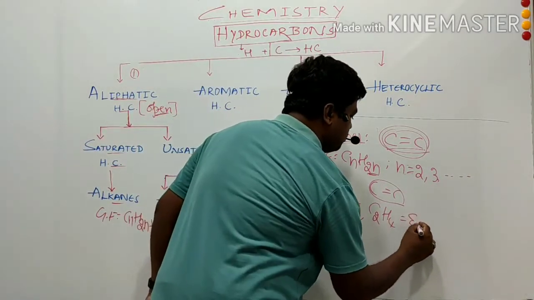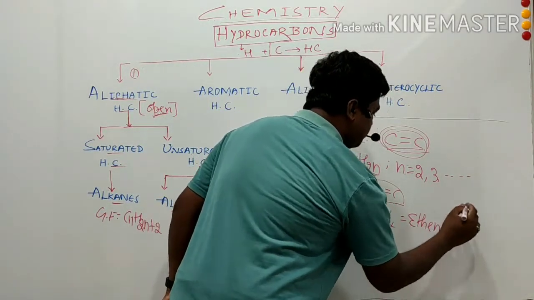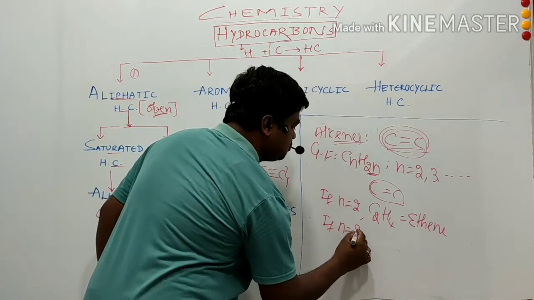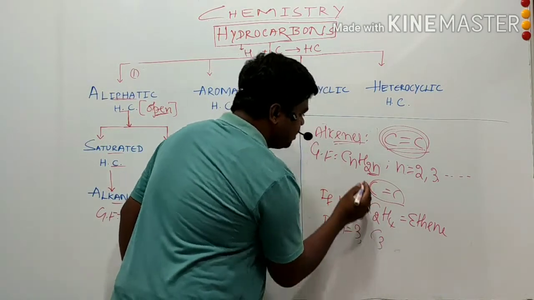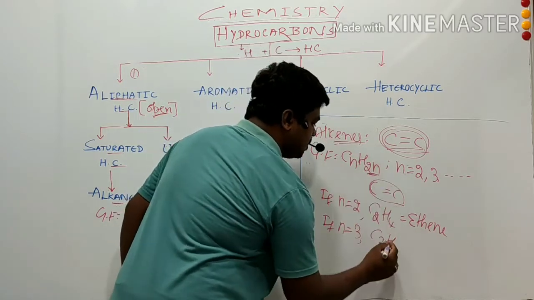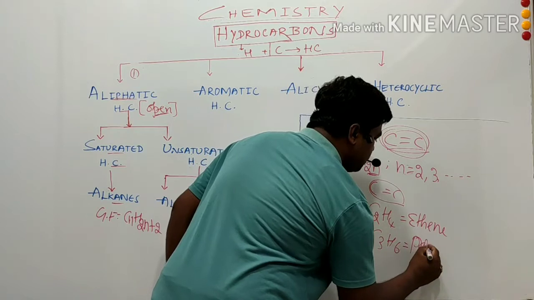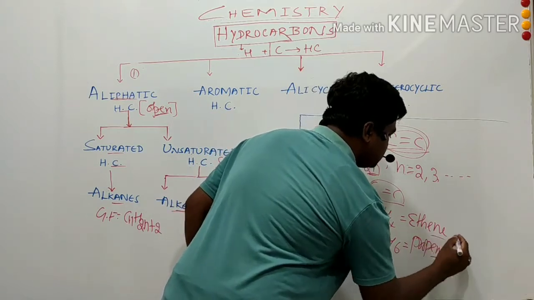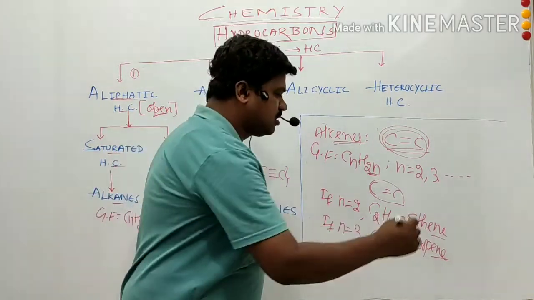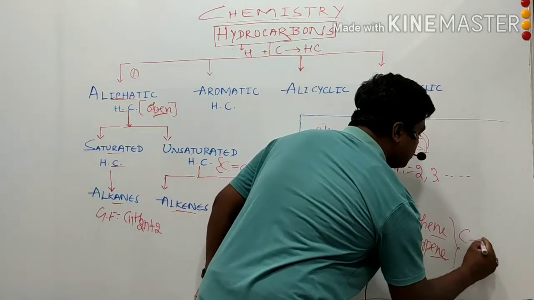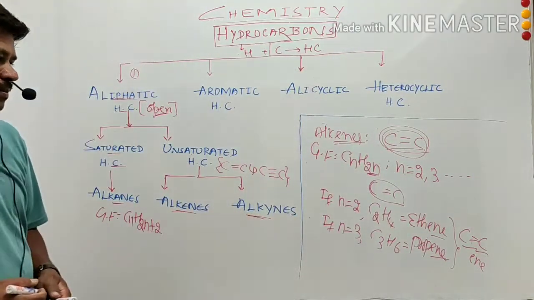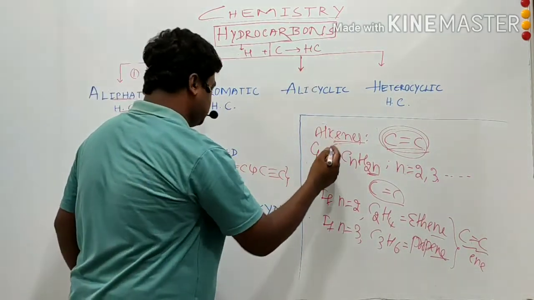Its name is ethene. And one more example, n equals 3. Substitute here, C3, 3 twos are 6, H6. It is propene. If you see in this alkene series, the names end with ENE, because according to IUPAC, the carbon-carbon double bond name is ENE. That is about alkenes.